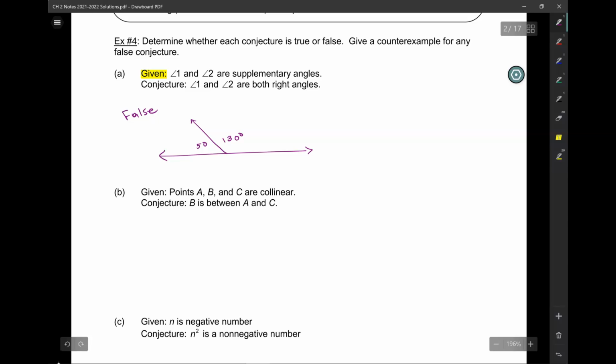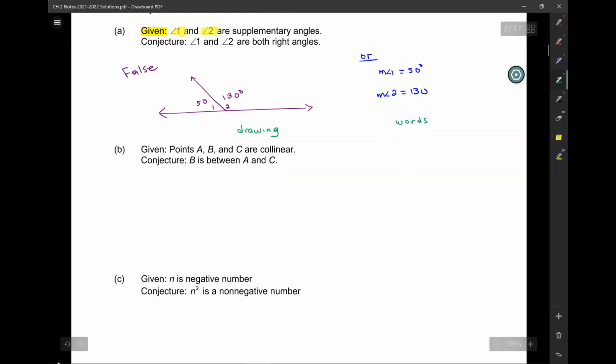Not enough. Why is it not enough? Because you were told that these angles are angle 1 and angle 2. So now you want to label one of them angle 1 and one of them angle 2. Or you can say the measure of angle 1 is 50, the measure of angle 2 is 130, and that's another way. So you can use a drawing, or words, or symbols. If you want to write out a sentence, fine, but this is also sufficient.